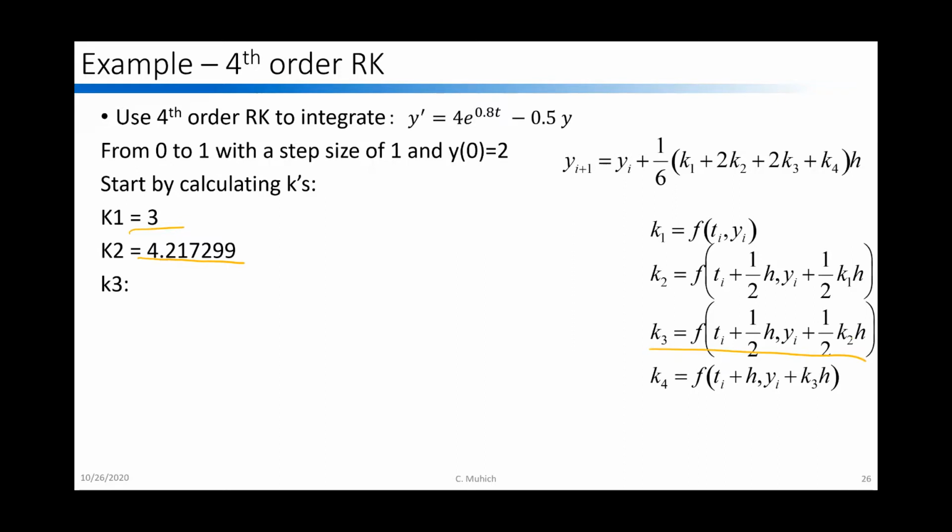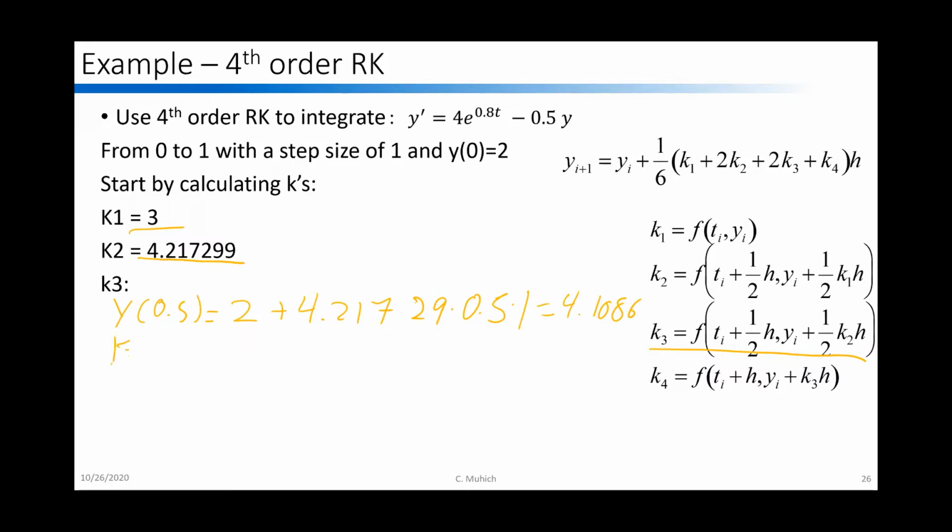Now I'm ready to do this again for k3. So there are two steps. The first thing I need to do is calculate y at 0.5. Well, that's just using that simple Euler's equation. We have 2 plus my slope, which is the slope for k2. So that's 4.21729, which is y, times 1/2 times my time step, which was 1. I do this all out and I get 4.1086.